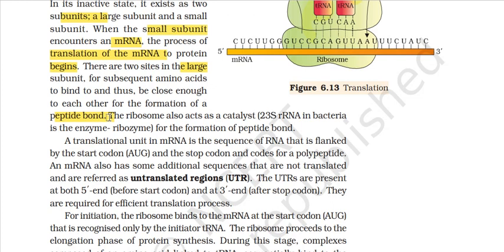Fine. The ribosome also acts as a catalyst. Ribosome पे जो 23S rRNA in bacteria is the enzyme ribozyme. ऐसे ribosomes जो enzymes की तरह काम करें उनको हम ribozyme बोलते हैं. Fine. For the formation of peptide bond. So that is how 23S rRNA जो है वो bacteria में it is the ribozyme and it will help for the formation of the peptide bond.